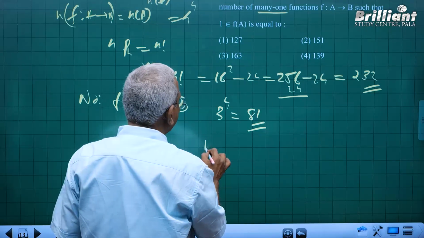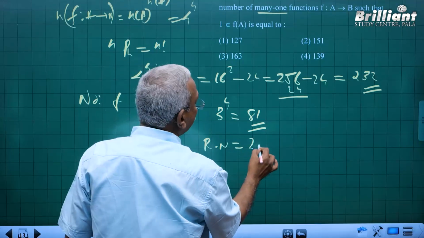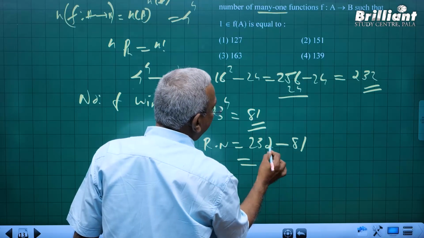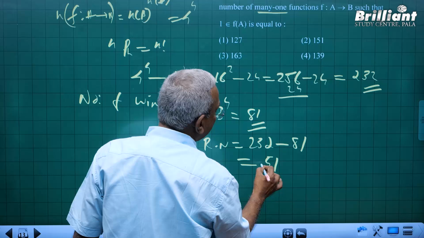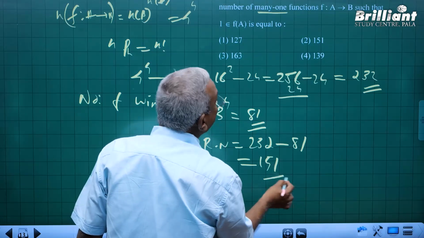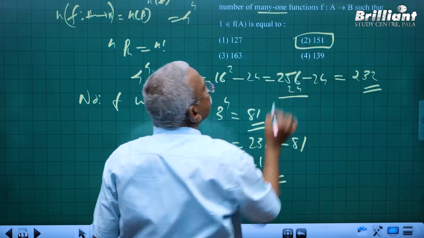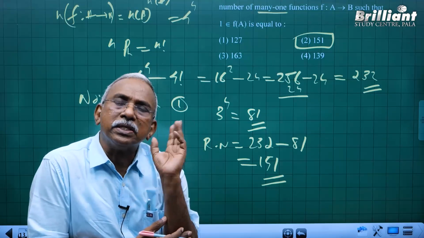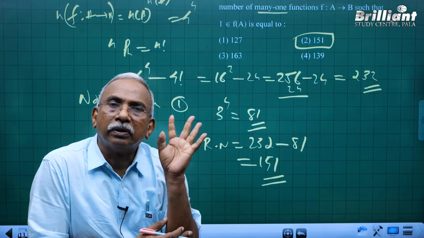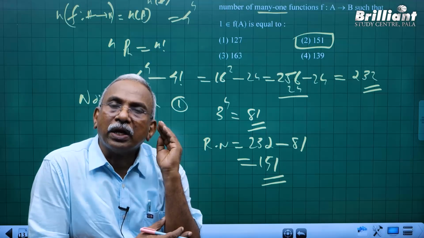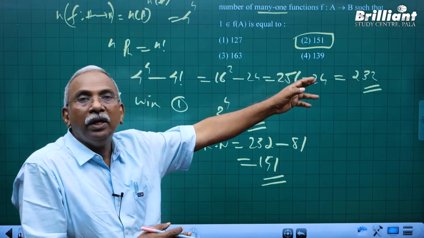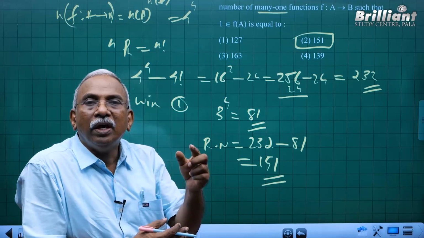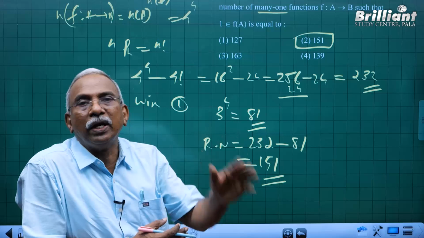So the required number is equal to 232 minus the number of functions without that one, which is 81, so it equals 151. So x is correct. There is the number 151. So you can think of it this way: without 1 there is no 1. So we confirm that these are the minimum, where the minimum contains some functions having no 1.